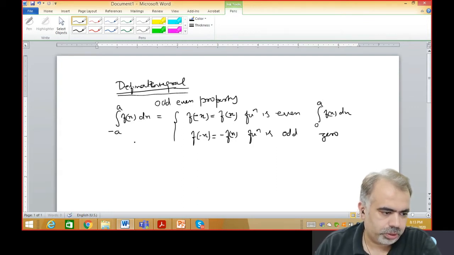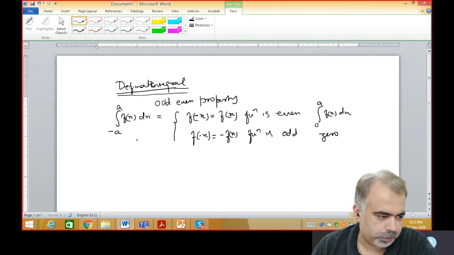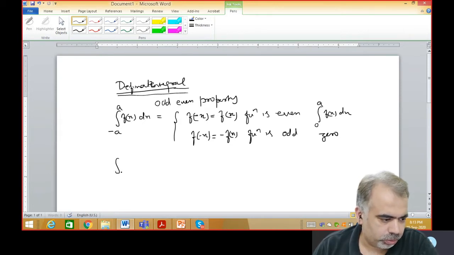So this is a very important property, on which one question will definitely be asked. So let me quickly see some examples on the basis of this property. One very common question is, let us suppose we have the integral from minus pi by 2 to pi by 2 of sin x dx.